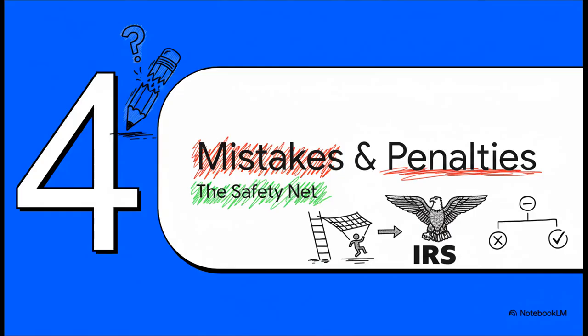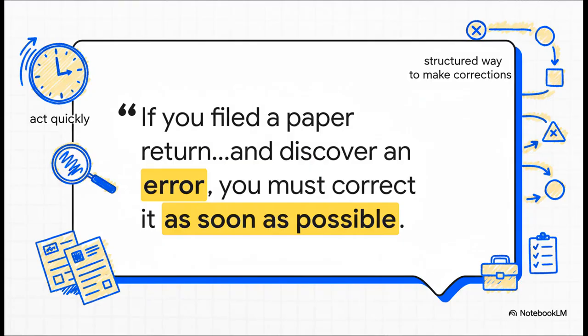But, okay, what if you do make a mistake? Look, it happens to everyone. The important thing is knowing how to fix it the right way. So let's look at the official IRS process for corrections. The IRS is really clear here. Don't wait around. Fix it and fix it fast.